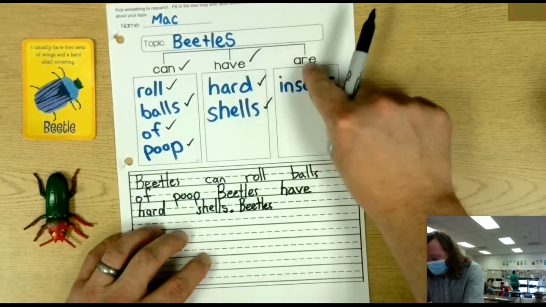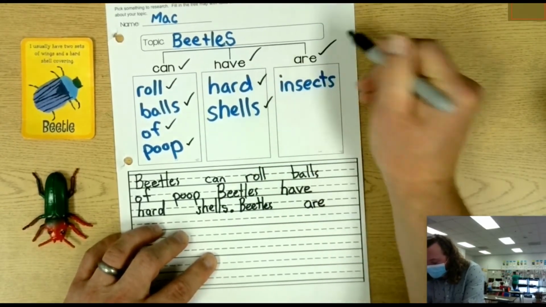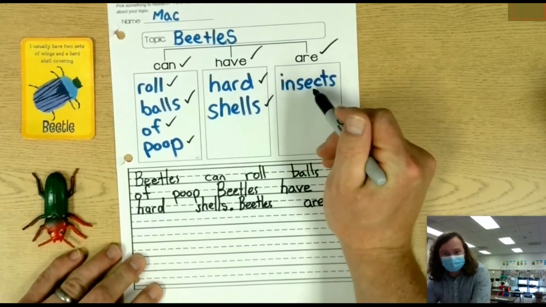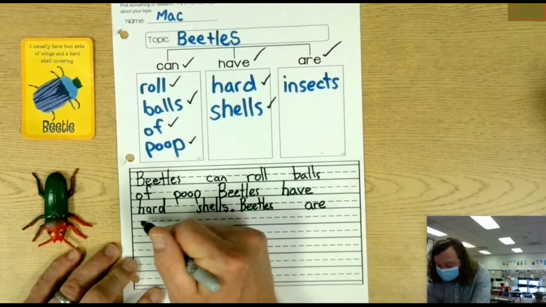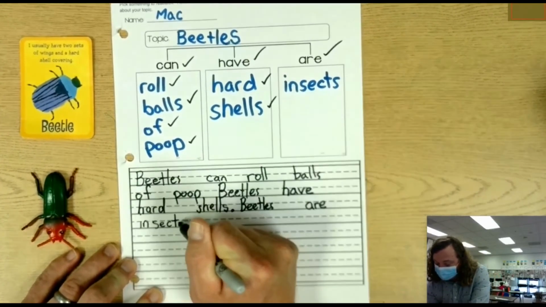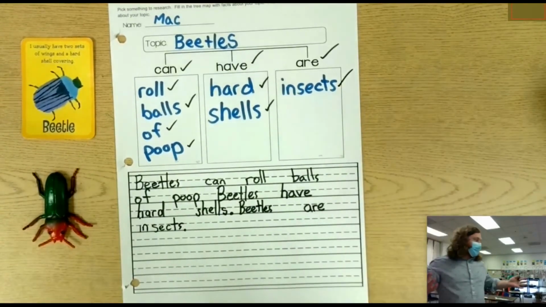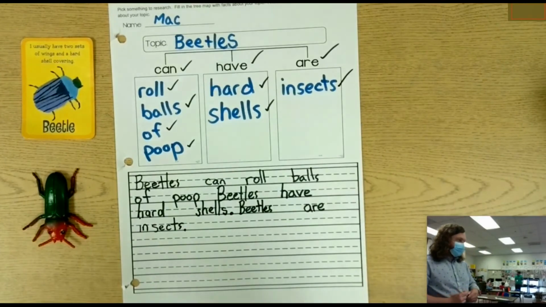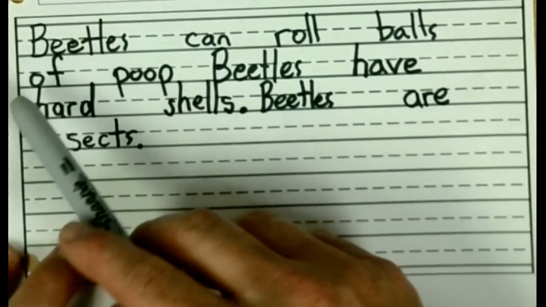Thank you, sir. So we have Beetles Are. What's that last word? Insects. Period. And guess what? I'm done with my writing. So now you're going to read my writing with me. I'm going to read it first, and you read it after me.